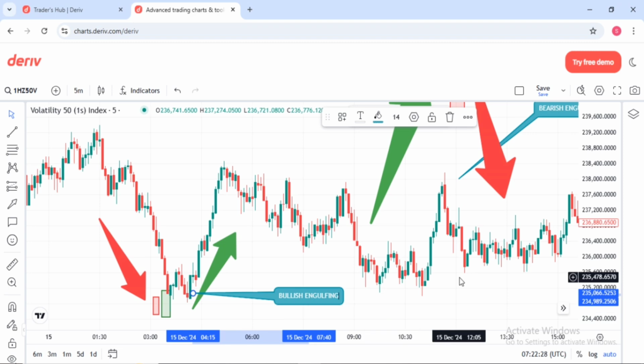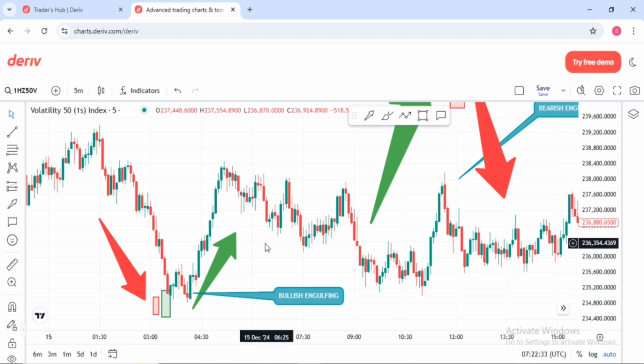Now let me use this actually to show you what I meant when I said it can also form along a trend. So looking at this part, there is a bullish engulfing, then the trend reverses, it becomes a rising market. Then if you look at this part, you realize that there was a red candlestick that was formed, and it was engulfed by a green one along the trend, showing the continuation of that trend. Now that is the bullish and the bearish engulfing.